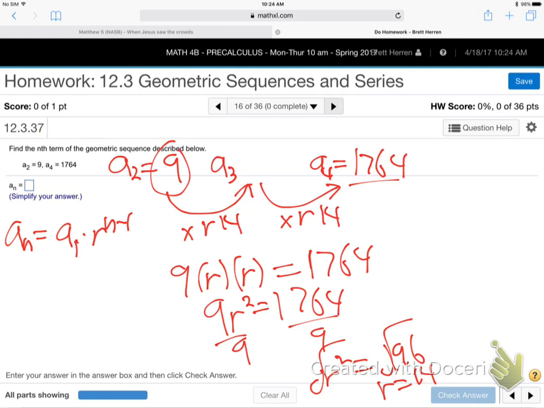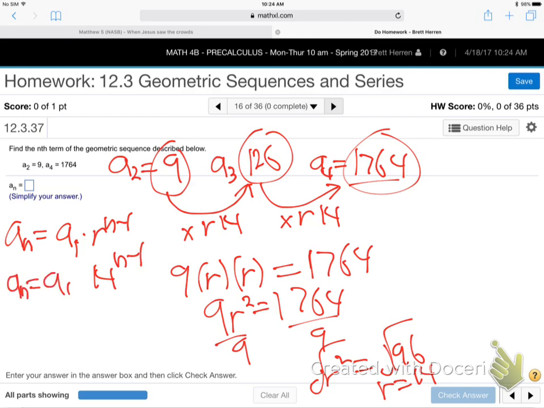So 9 times 14 must be 126, and then times 14, that must be 1764. Good. Last thing, now we got the r. The r is 14, so we've almost got the formula. The formula is a1 times 14 to the n minus 1. All we need now is a1. How do you find a1? Just go backwards. Somehow a1 times 14 became a2. Whatever a1 is, times 14 became the 9.